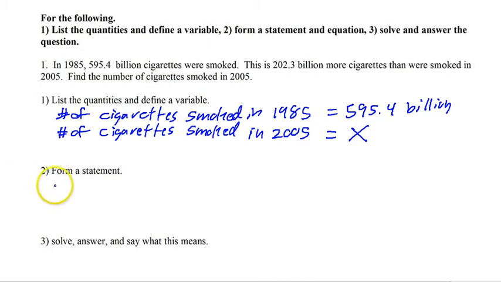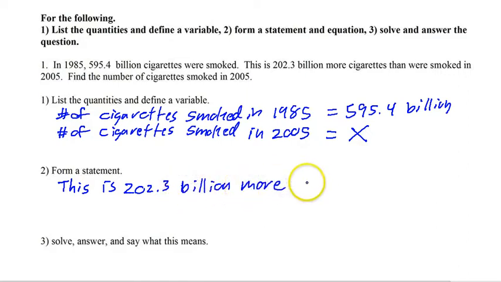And the statement that we're going to be forming on these problems involves a translation. So you want to write the sentence that is giving you a mathematical translation. How do I know this one is? Because look, there's an equal sign, 202.3 billion more cigarettes, that's a plus, than were smoked, and it's giving you operations. So we're going to write that one out, and then we're going to see if we can translate it.